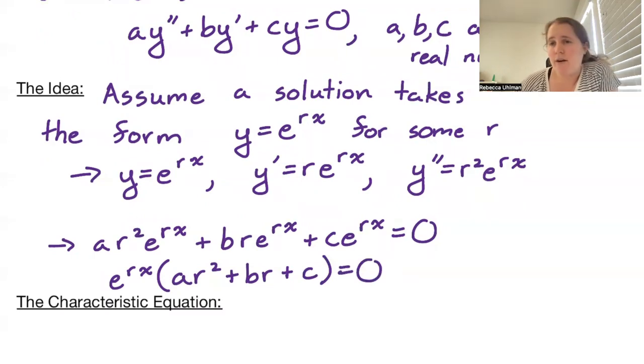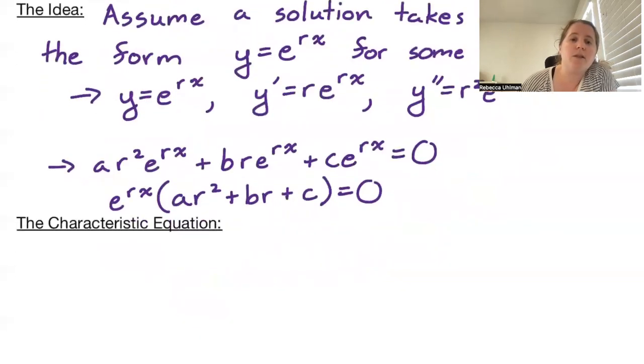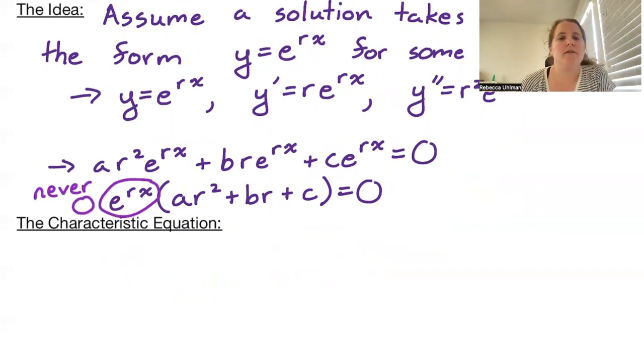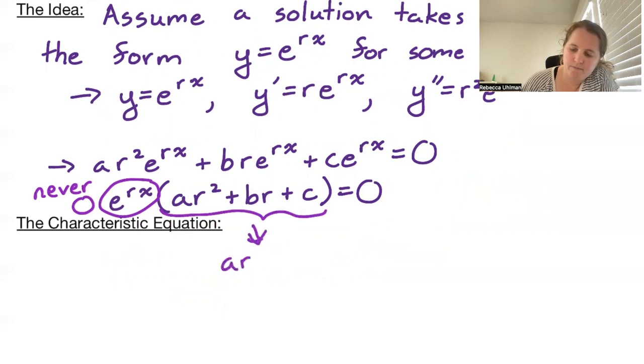Now note, e to the rx is never 0. So this equation implies ar squared plus br plus c equals 0. So this part here is never 0. So that means that ar squared plus br plus c must equal 0. So this is what is called our characteristic equation.